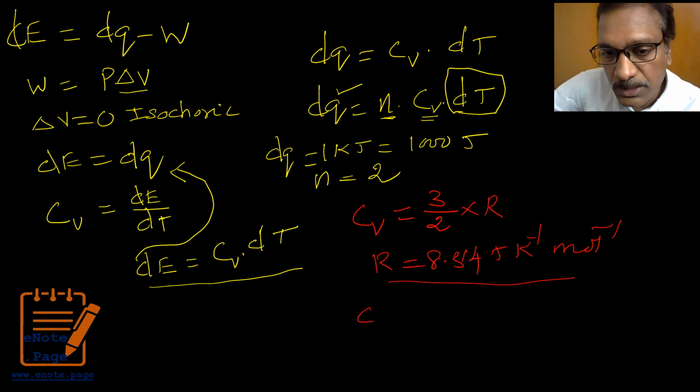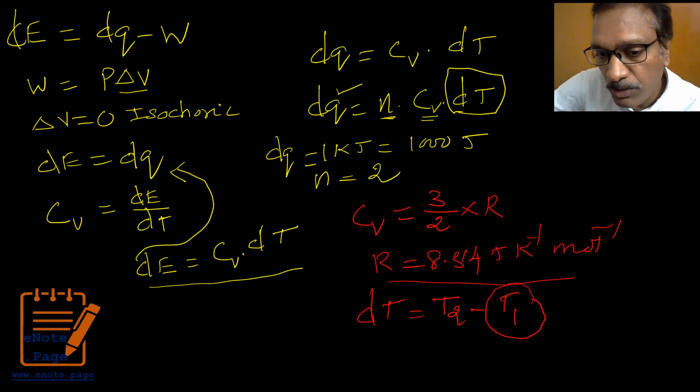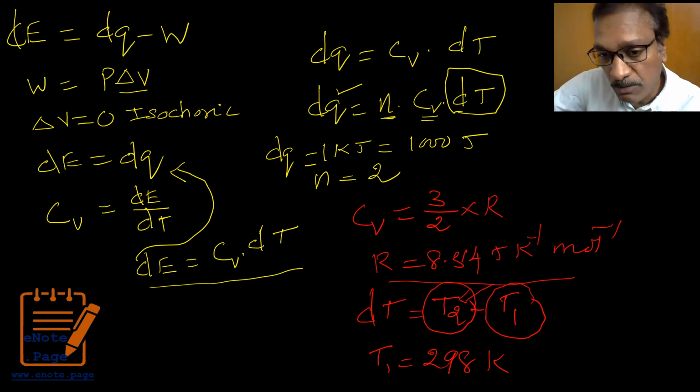The value of dT is the change in the temperature. The value of dT is equal to the final temperature minus the initial temperature. The initial temperature, T1, is given as 298 degrees Kelvin. Now they are asking for T2, the final temperature. So we have to find out the value of T2. And CV is equal to 3 by 2 into R.